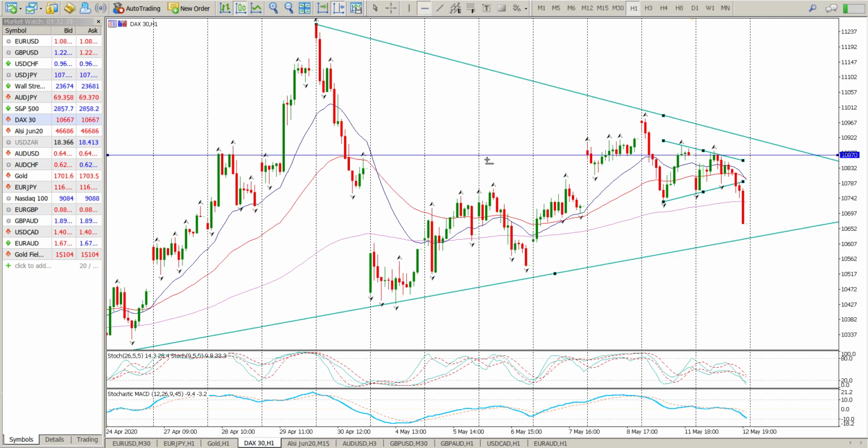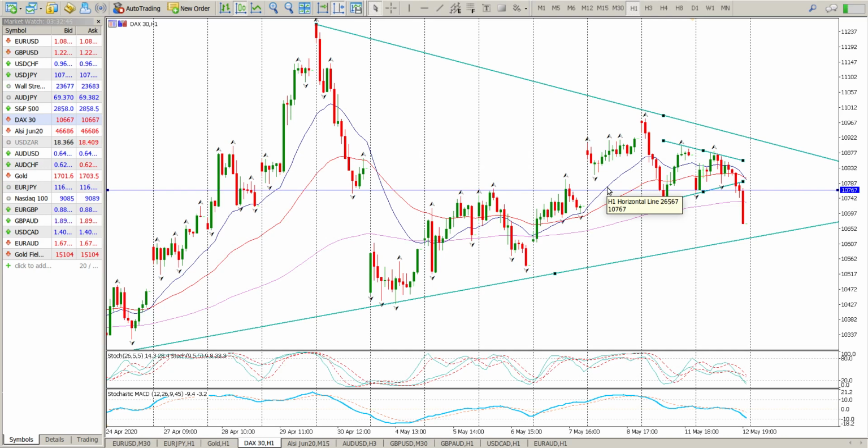Okay, so we do have this level here of 10.767, which has broken. We haven't had a retest of it. This bar here, we could see it as an exhaustion bar, or alternatively, we could see it as the start of this structure here. And I think the structure is pretty close to being tagged. It's very close to being tagged.